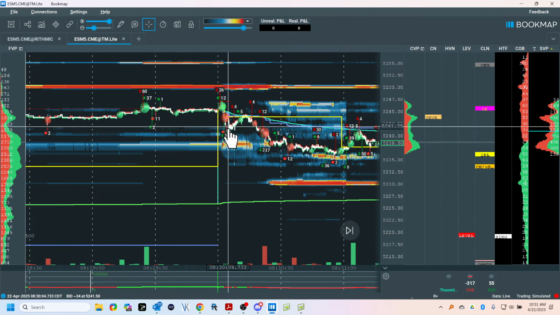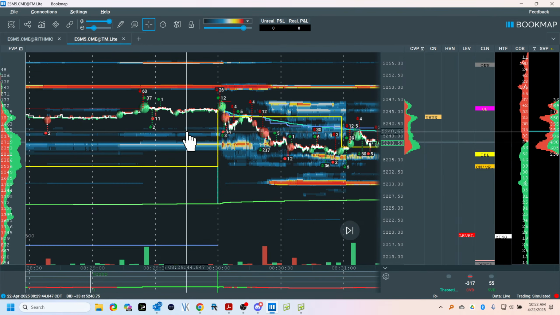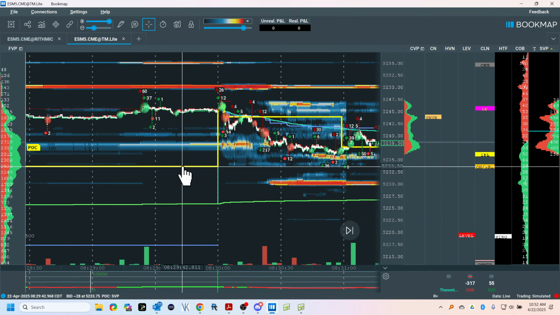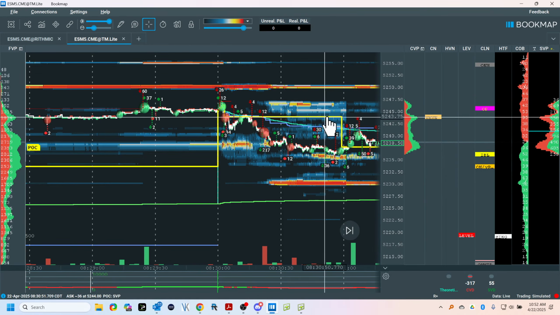So this is too high. Here's how we know. Break, test. I'm not paying that, right? Language of the market. And what about this? Maybe it's too low. I don't know. Do you? Nope. Variable high volume node.